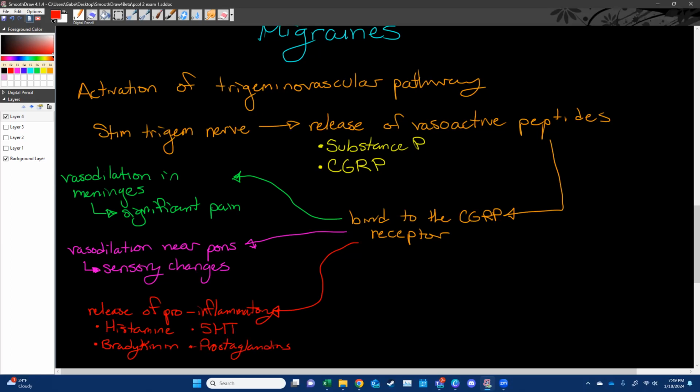So what this means is that we have lots and lots of different targets in terms of where we can affect things. We can either affect the downstream swelling, the downstream pro-inflammatory molecules, or we can try to block the CGRP receptor in and of itself. Any questions so far?